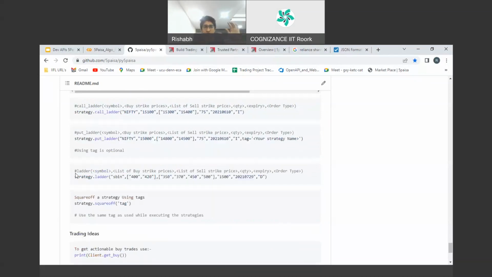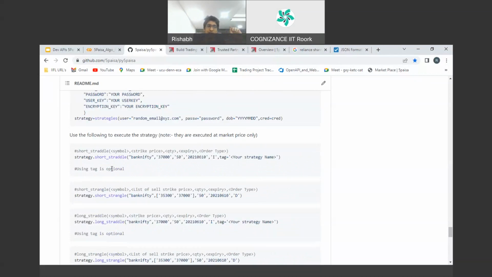So what does a short straddle do? It's a small example I'll give. A short straddle of Bank Nifty at 37,000 means selling call and put options of 37,000 strike price for Bank Nifty at the same time. Okay.